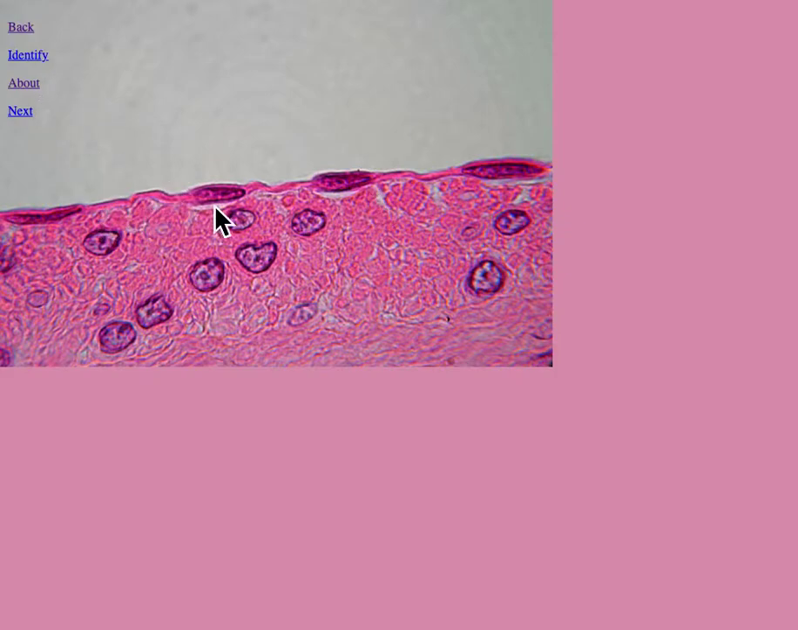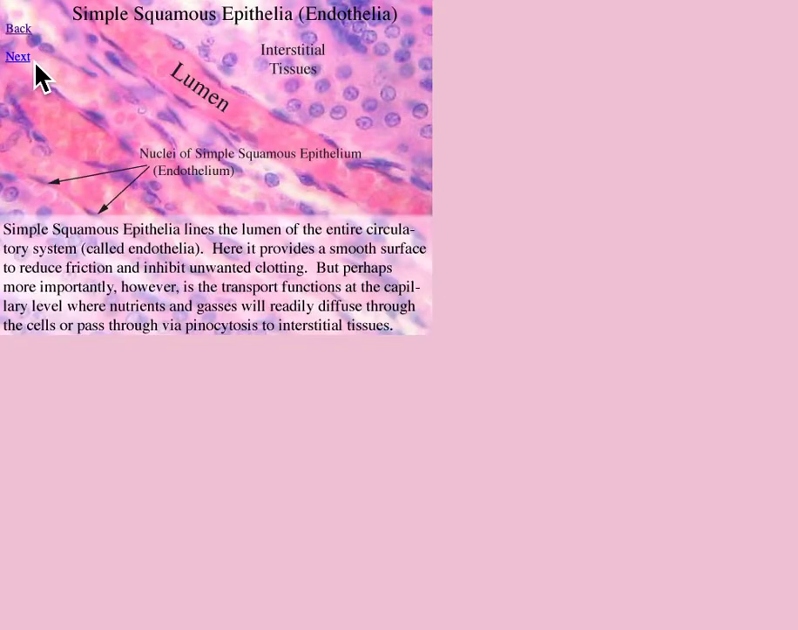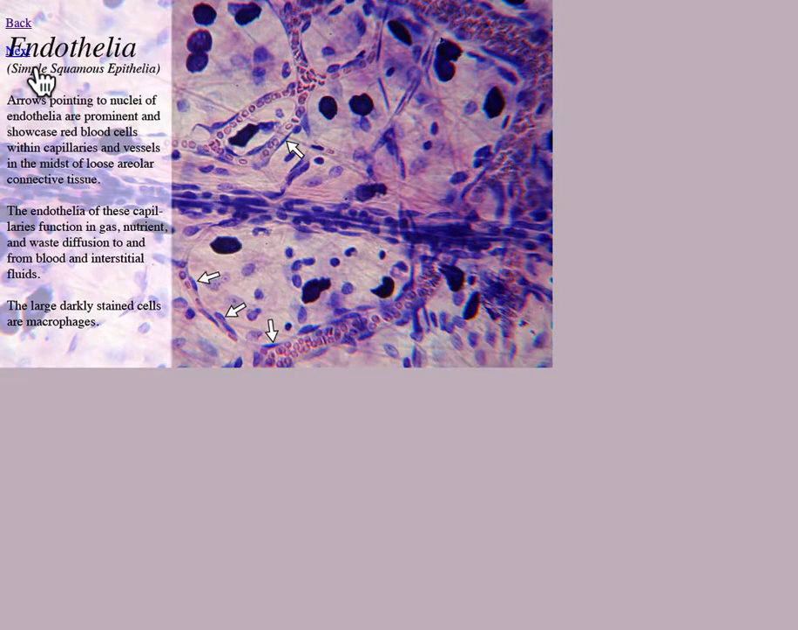Then when you're looking at this, you might want to have some help in identifying. So if I hit the Identify button, things are identified for you, and it gives you a little bit of information about what you're looking at. I can hit the Next button, and then I get another one. And so again, we'll talk about this in the lecture, but again, some more simple squamous epithelia. These are actually capillaries here. And then I can hit the Identify button, and things are identified for you. Hit the Next button. Oops, here we go.